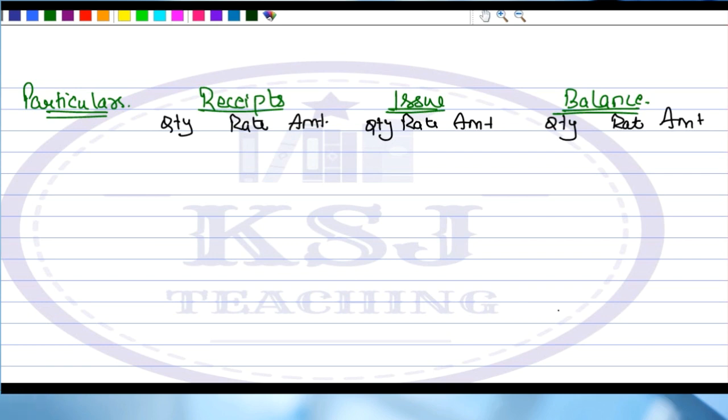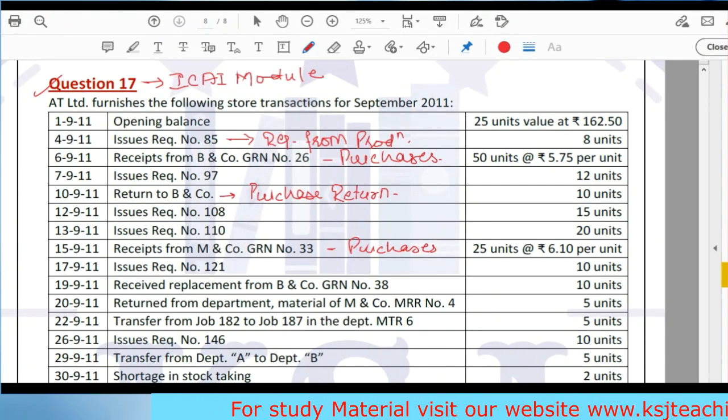So this should be the format of solving these questions. One format, right? It can be in some other format also. You can solve it in some other format also. There is no issue in that. Okay. So shall we start?